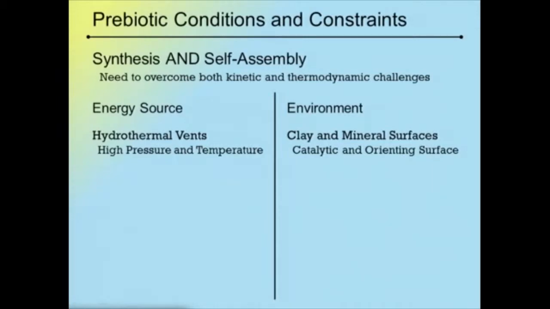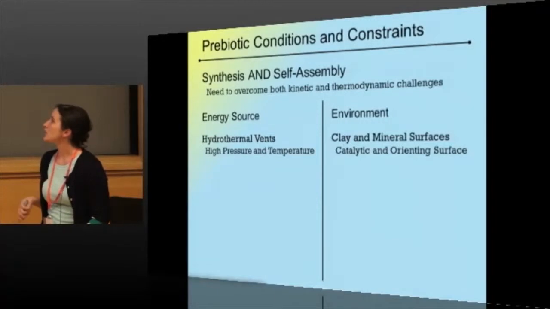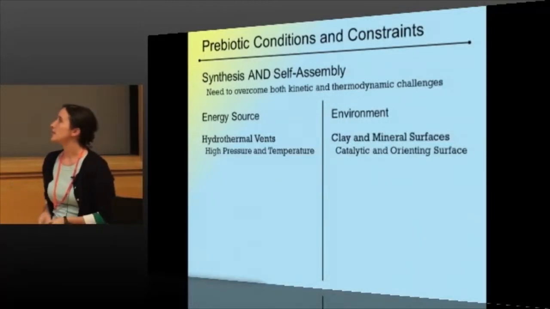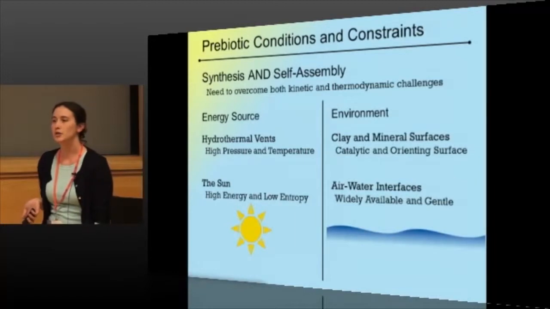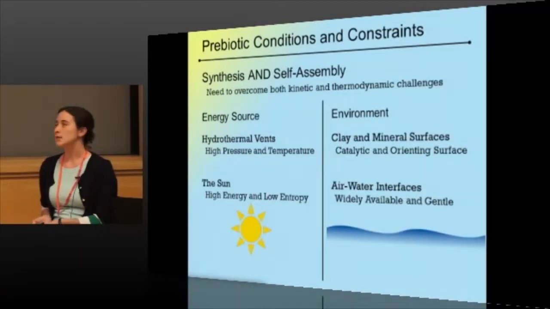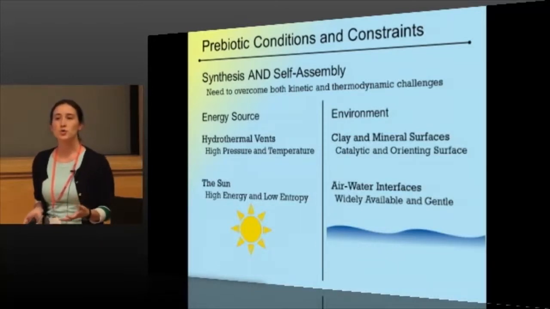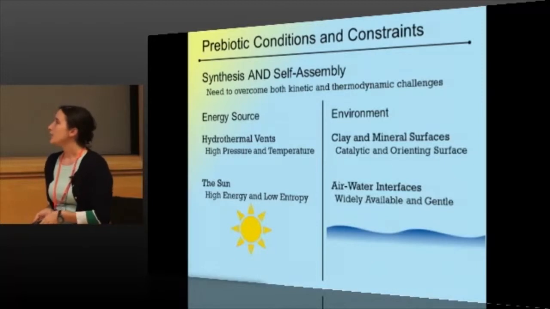So there are a lot of different sources people talk about. A lot of them are hydrothermal vents as an energy source, or clay and mineral surfaces, which can be catalytic and orienting. What we in the Vita group choose to look at instead is another possibility, using the sun, which is a high-energy, low-entropy source, and then also air-water interfaces, which would have been widely available on oceans and lakes and atmospheric aerosols, but are also relatively gentle conditions compared to, say, a hydrothermal vent or something like that.